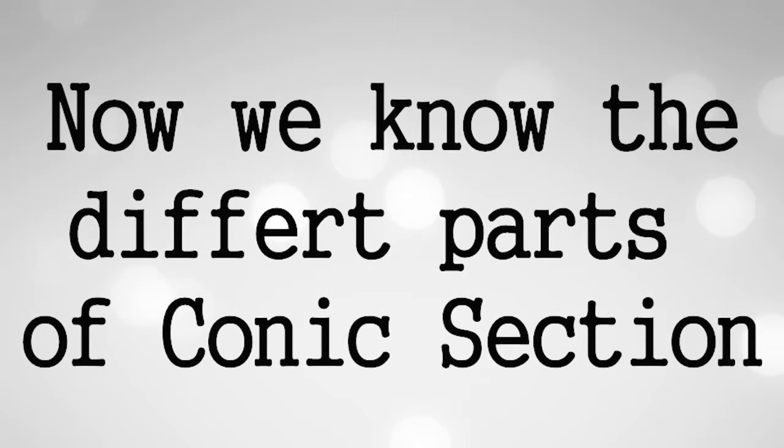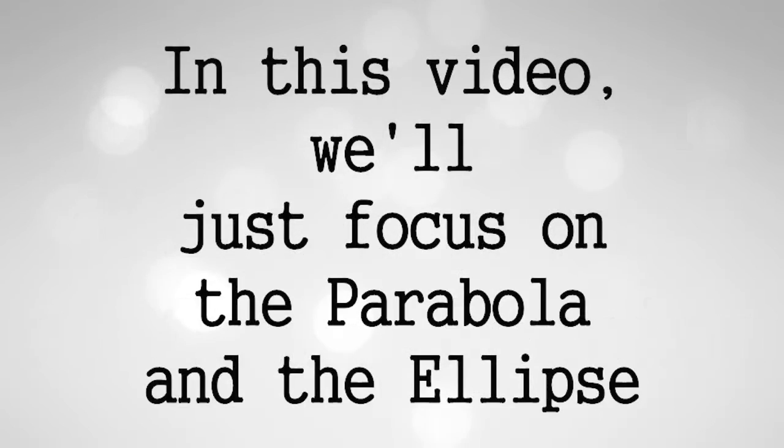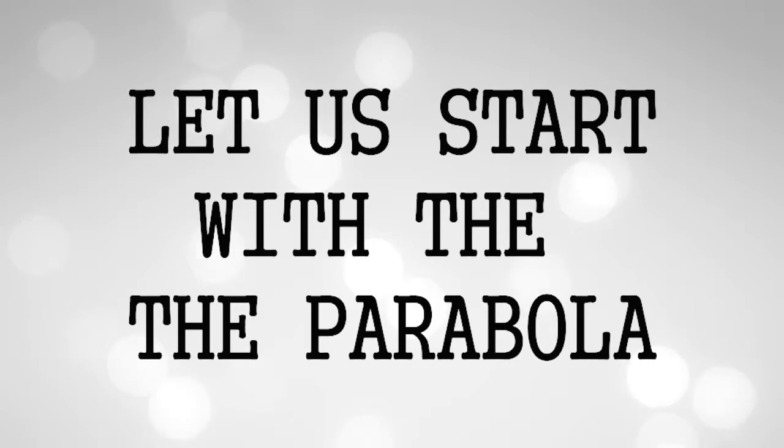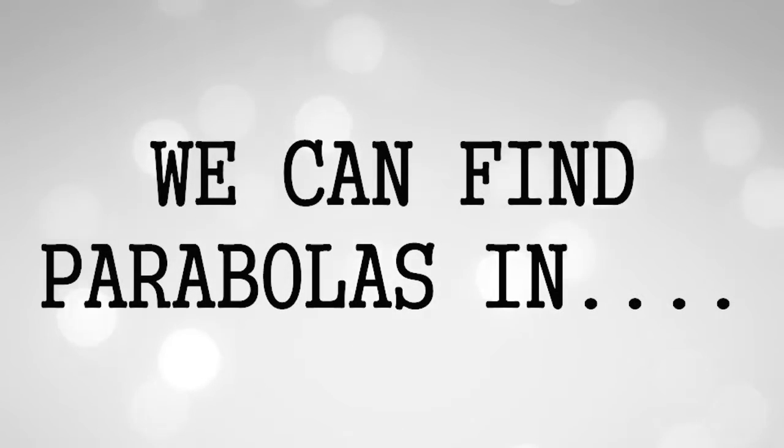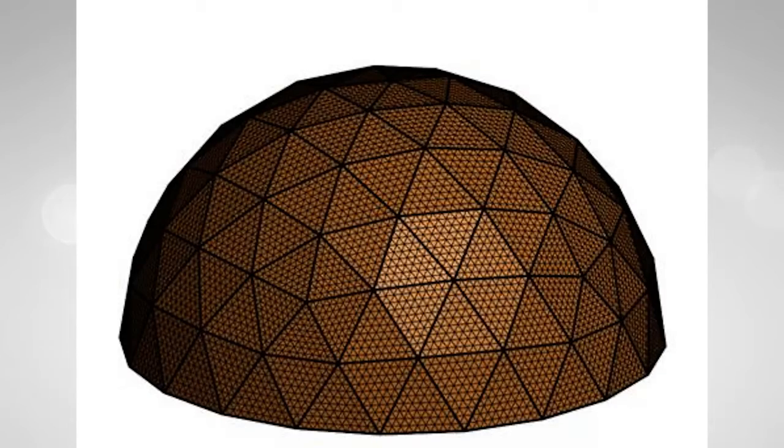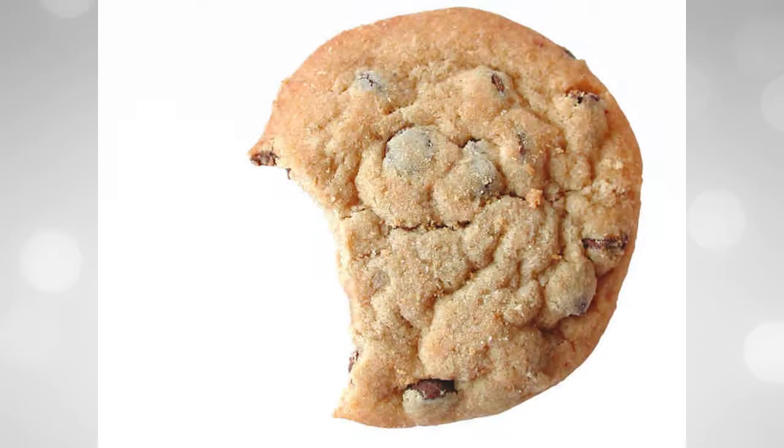Now we know the different parts of a conic section. Let us focus on its two parts, the parabola and the ellipse. Let us start with the parabola. We can find parabolas in bridges, domes, theaters, rainbows, and even when eating a cookie.